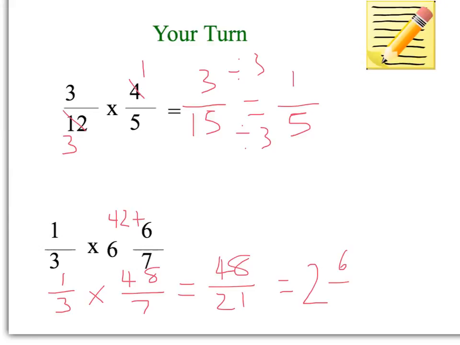And 6 over 21. Now, that is actually not simplified right down. 3 can go into 6 and 3 can also go into 21. So 3 2s are 6, 3 7s are 21. So the answer should be 2 and 2/7. Hopefully you did well with that, and we'll be able to work on it more in class.